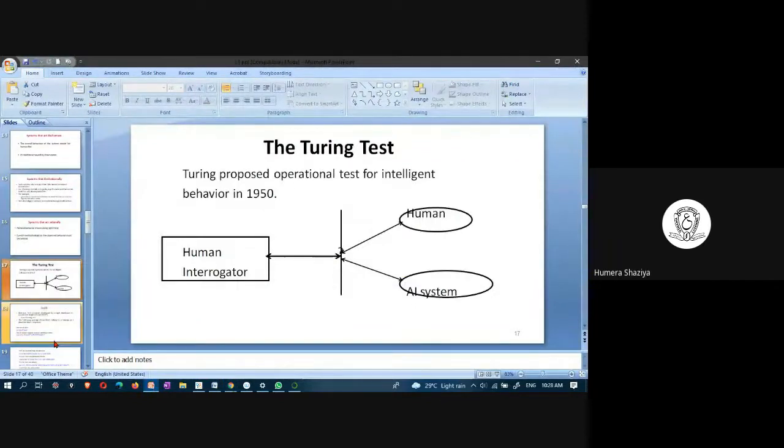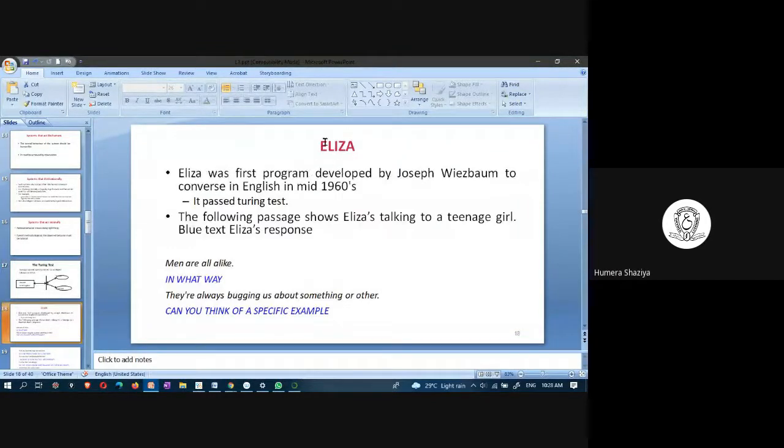And this is what we looked at: human interrogator, machine, and AI system. This is the Turing test. ELIZA was the first program, developed by Joseph Weizenbaum, that could converse in English in the 1960s. Converse means communicate in the English language. In the mid 1960s it passed a Turing test. However, there is no machine that has totally passed the Turing test. Even if a machine has passed the Turing test, it's not total; it's partial. There is no machine developed so far that is like a human.